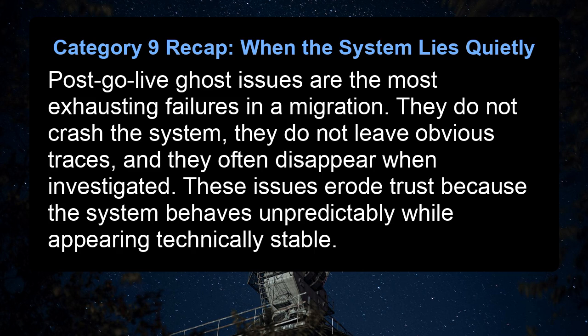Category 9 recap. When the system lies quietly. Post-go live ghost issues are the most exhausting failures in a migration. They do not crash the system, they do not leave obvious traces, and they often disappear when investigated. These issues erode trust because the system behaves unpredictably while appearing technically stable.